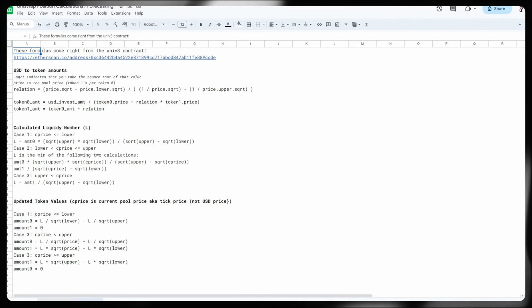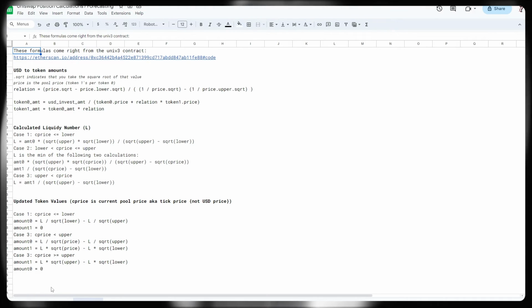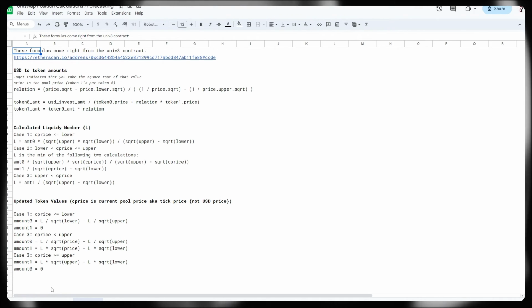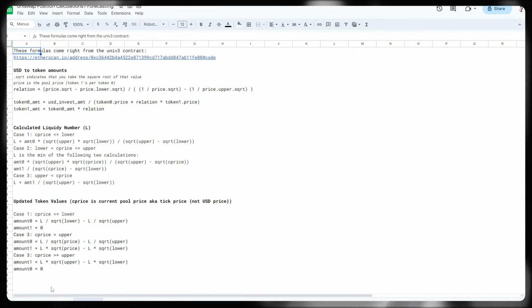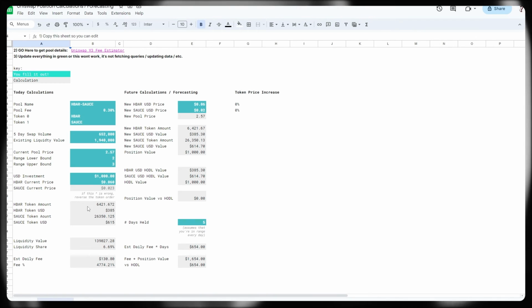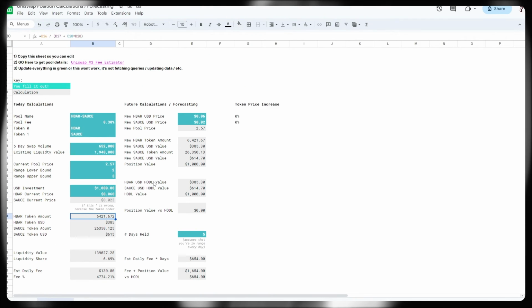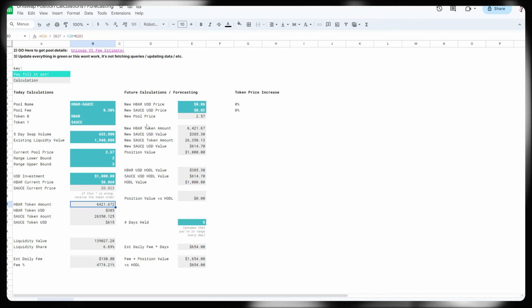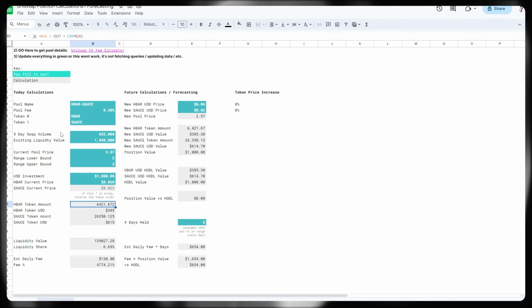There are 2 different tabs, your calculations, and as I mentioned, the formulas for calculating things like impermanent loss and yield, etc. on a CLMM are nowhere near as easy as an AMM, and you can see things here. Calculate liquidity numbers, for example, quite a mean looking formula if you take a look through some of these. Anyway, let's take a quick look at this. I've set up a pool scenario here, HBAR/SOURCE, 0.3% pool fee, token 0 being HBAR, token 1 being SOURCE.